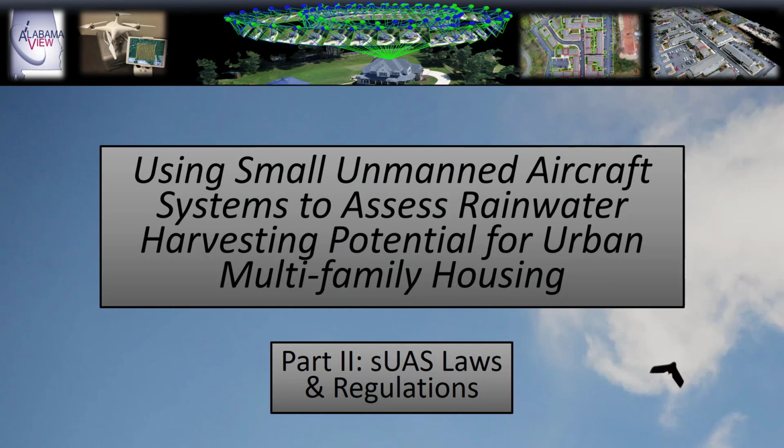Hello everyone, welcome to part 2 of our 5-part video series on using small unmanned aircraft systems to assess rainwater harvesting potential for urban multifamily housing. This part of our video series is titled UAS Laws and Regulations, and in it we'll discuss some of the various rules and regulations one must follow when utilizing an unmanned aircraft system in research.